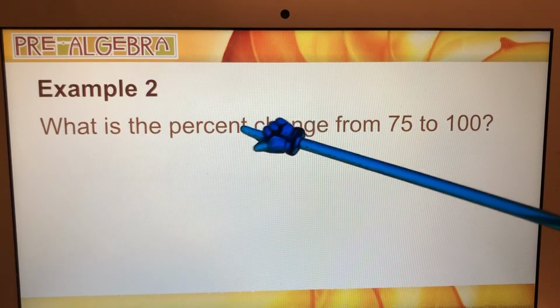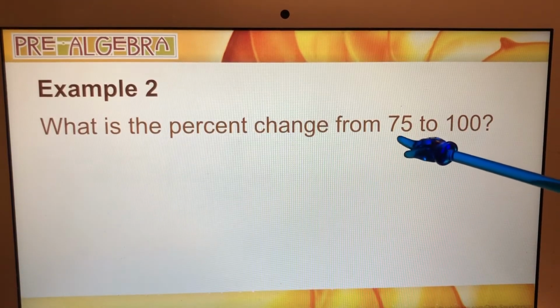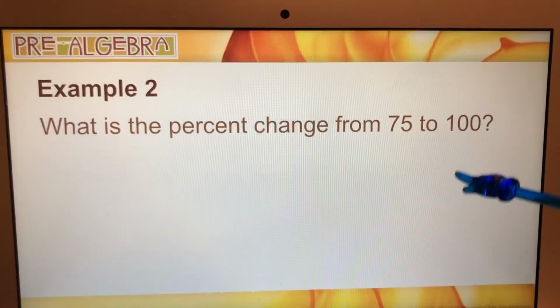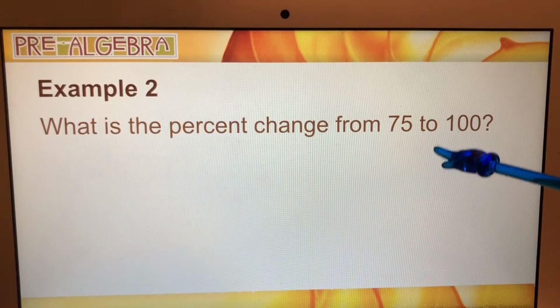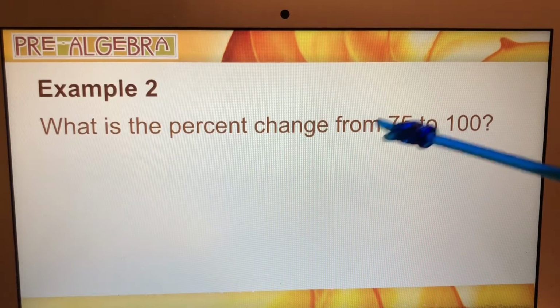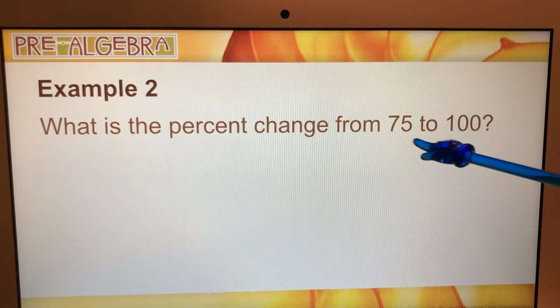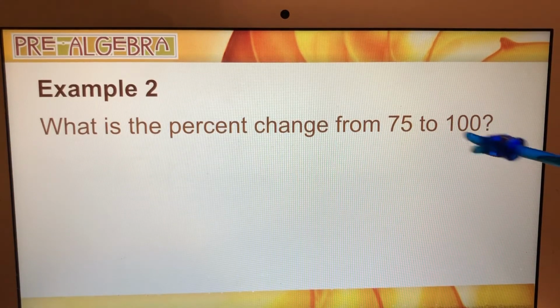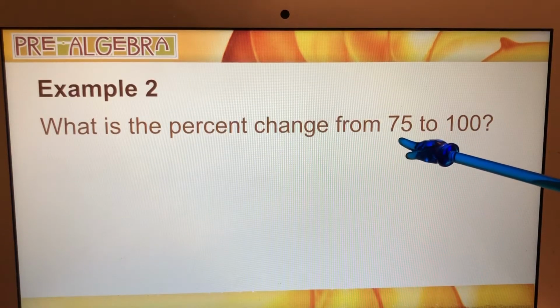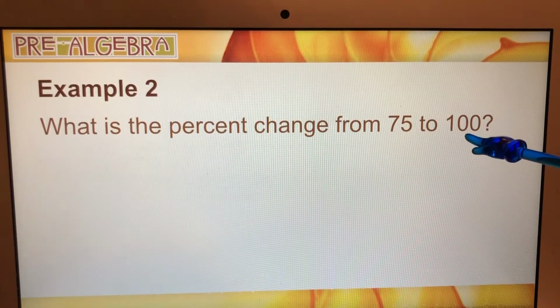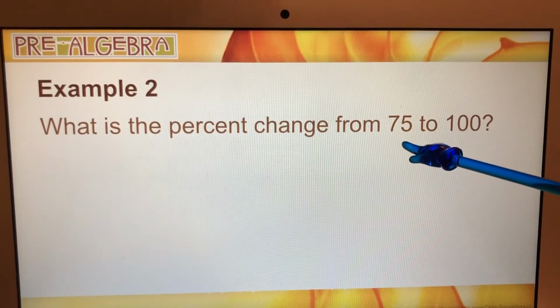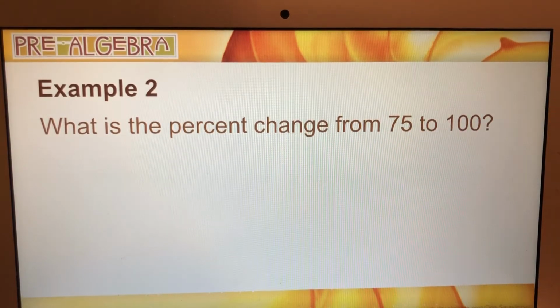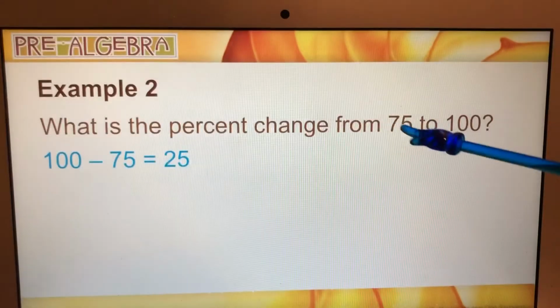Now, for our next example, what is the percent change from 75 to 100? One clue you could take a look at is when it says from a number to another number, if the number is getting bigger from the original to the new number, then that is an increase, isn't it? But if the original number compared to the new number is lower, then of course that would be a decrease. Okay, now this is an increase, isn't it?